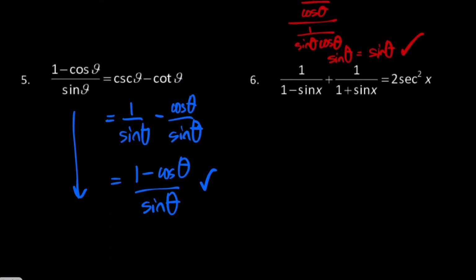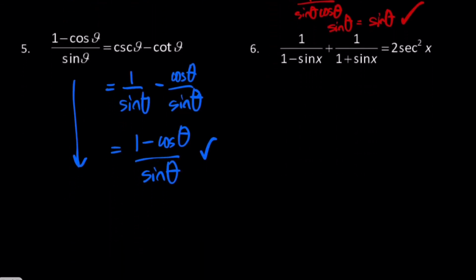All right, next one. Also very challenging. I've got 1 over 1 minus sine x plus 1 over 1 plus sine x equals 2 secant squared x. Well, I can do a little bit here. I know secant is 1 over cosine, so be careful though. This 2 is by itself, so it stays in the numerator. So this expression is equal to 2 over cosine squared x. And maybe that just saves me a little bit of writing in the end.